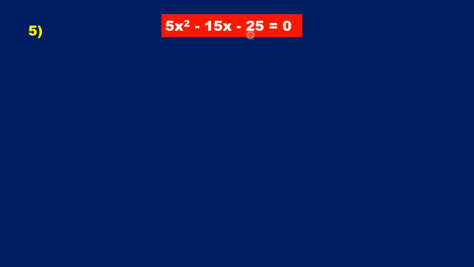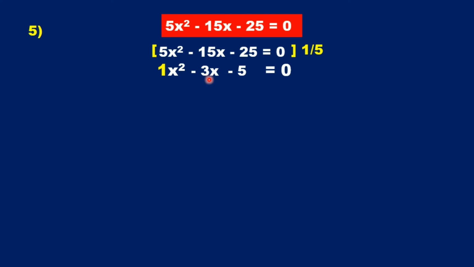First, divide the whole equation by 5. So we have 5 divided by 5 is equal to 1. Negative 15 divided by 5 is equal to negative 3. Negative 25 divided by 5 is equal to negative 5. 0 divided by 5 is equal to 0. Transpose negative 5 to the other side becomes positive 5.